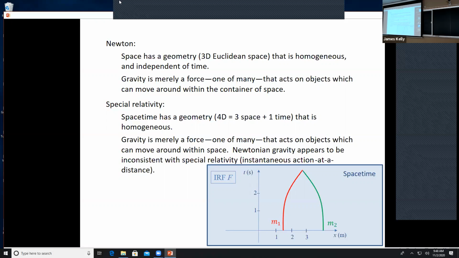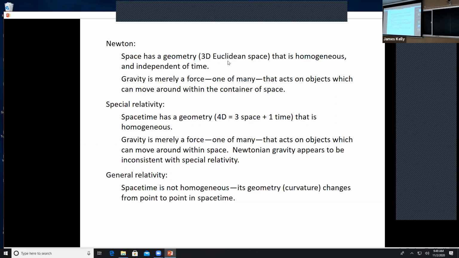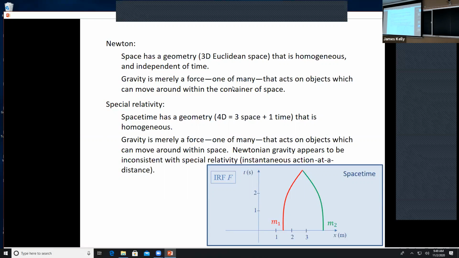Okay, let's really get into the idea of curved space today. Let me just remind you of some of the key points that we saw last time. We talked a little bit about Newton's view of things and how they change in special relativity.